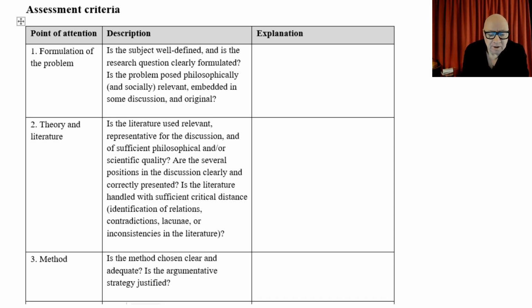So what the supervisor and the second reader will do, they will say it's good or it's sufficient. So they will usually not give a grade, but they could give a grade as well if they want to. But there is no weighing of all these different elements of one, the formulation, two, the theory and literature, three, the method, and the other ones that are on the next slides. So we have a holistic way of grading.